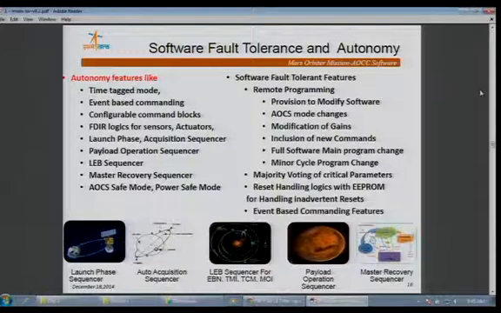And the software itself has some fault tolerant features to modify the software, or there is a provision to introduce a new AOCS mode, new control mode, or new gains, or we can also include a new command if required, or a new minor cycle level also. At the 8 millisecond level also I can introduce some programs. The critical parameters are majority voted, and there is one critical requirement of reset handling logic which was also addressed, and this event-based commanding I will slightly address again.